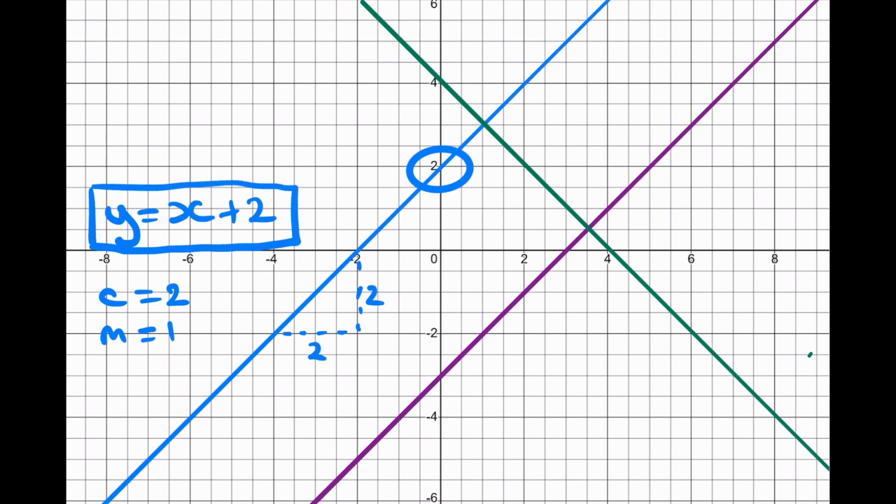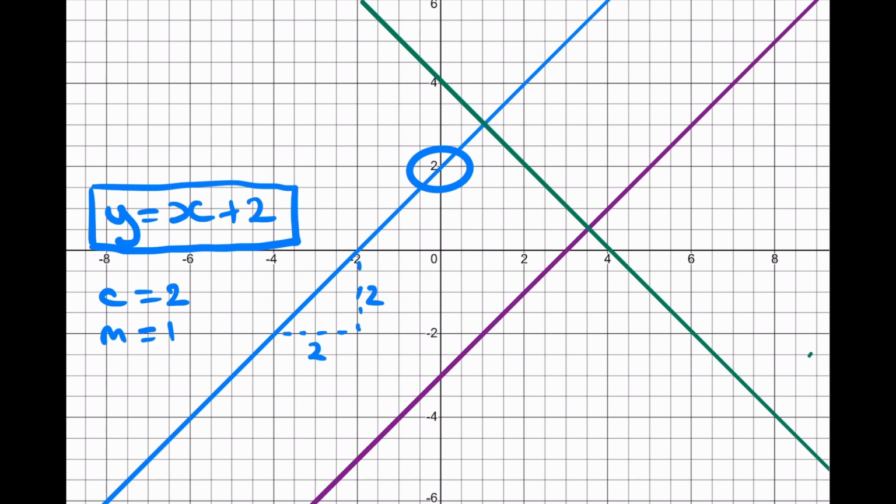Now, from before, we should have recognised that we've got the same number in front of x with a parallel line. For instance, we had 2 parallel lines in the previous example. So let's have a look at this purple line. You can visually see this looks like it's going to be parallel, but let's do the double check.